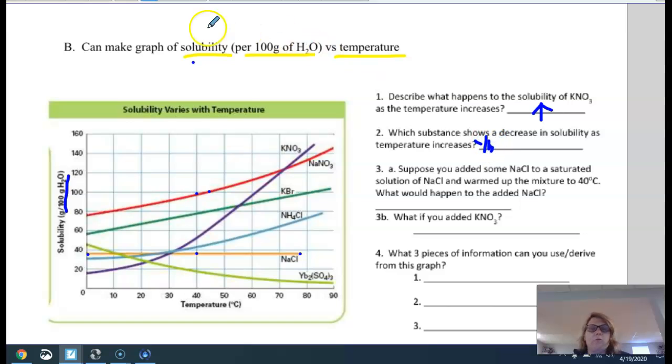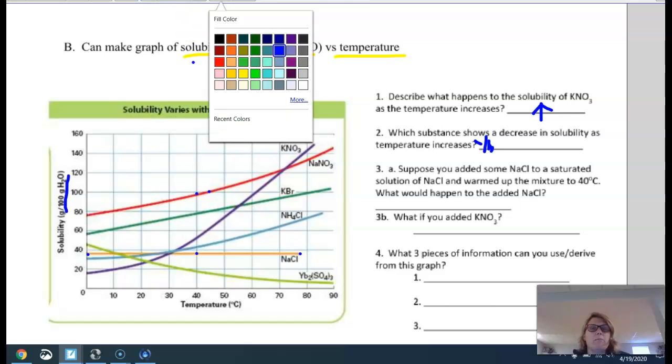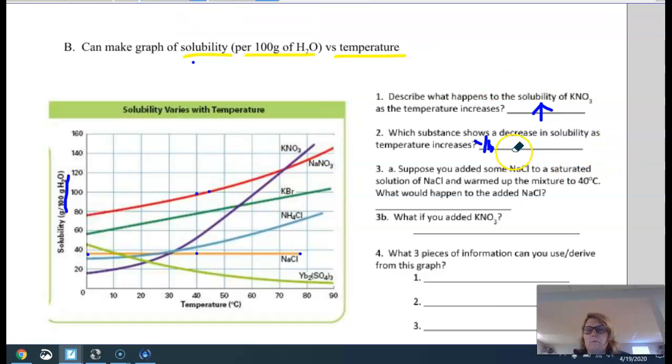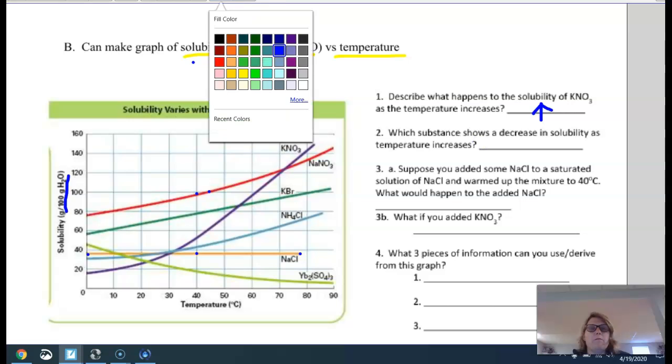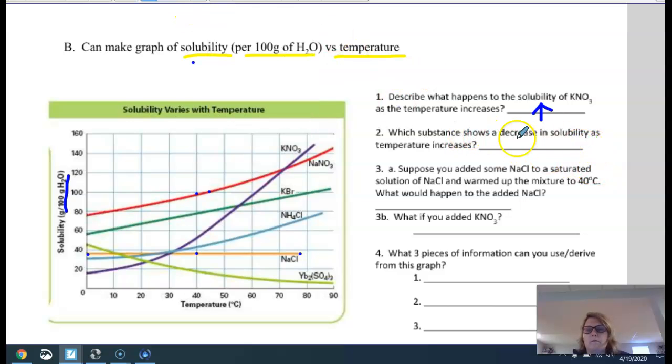I can't make the 2 here. Gotta redo that. So find my pen. So YB2 SO43.